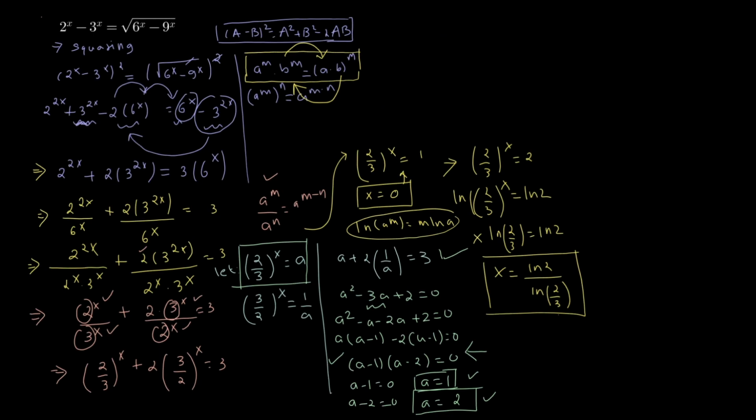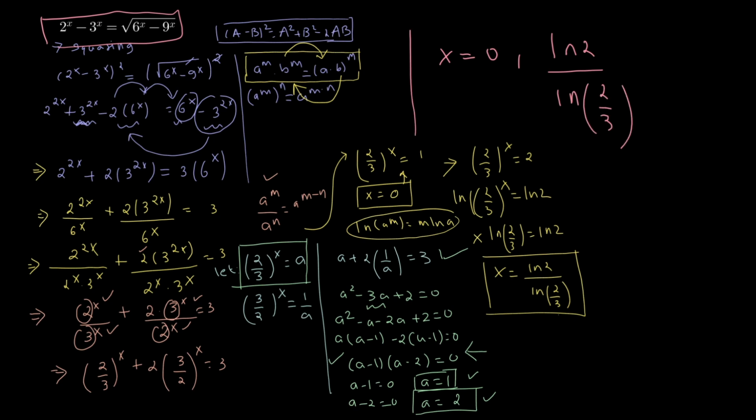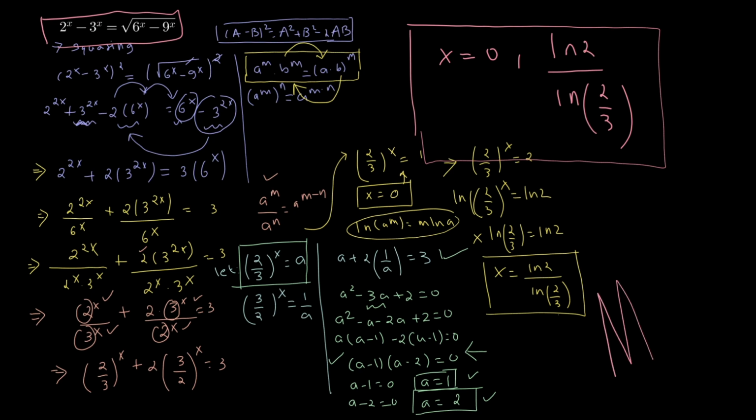So the values of x that will satisfy this particular exponential equation are x equals to 0, or else natural log of 2 divided by natural log of 2 upon 3. And this is the answer that we were looking for. So this was my way to solve this particular problem.